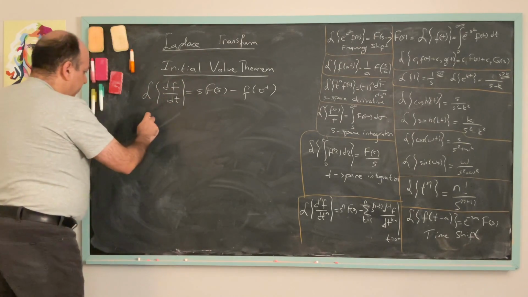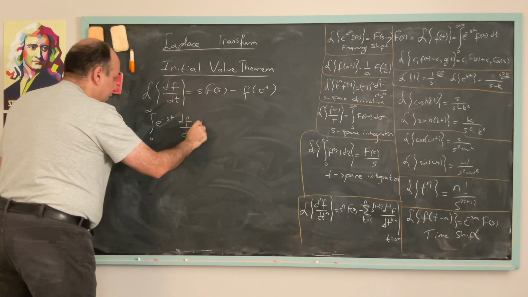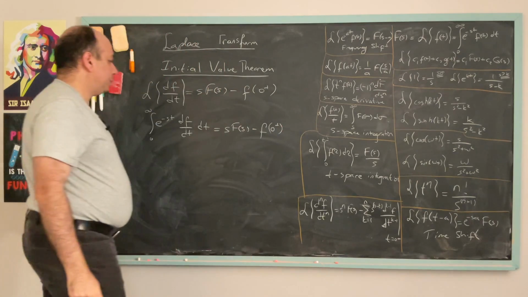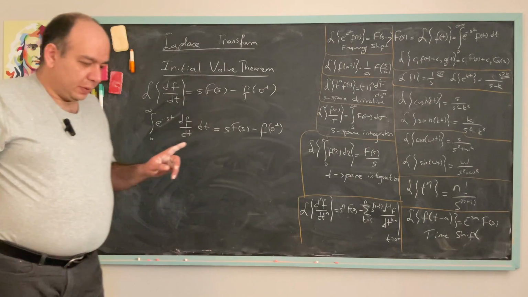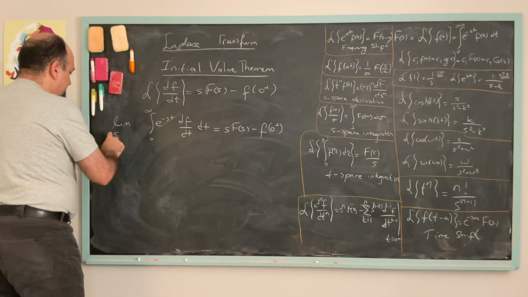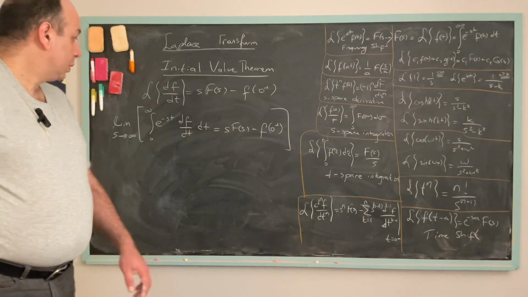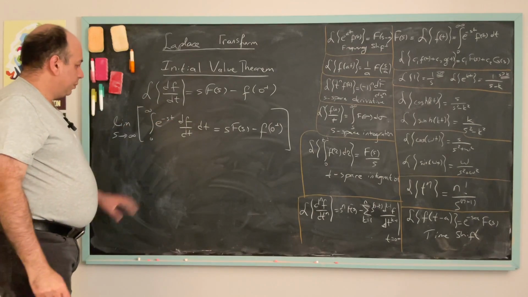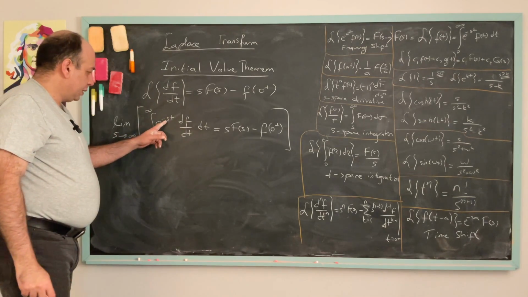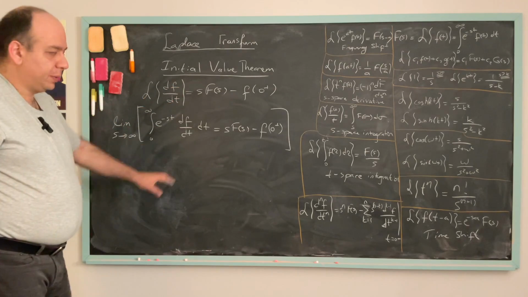So let's use the definition of the Laplace transform here. So this is nothing but the integral from 0 to infinity of e to the minus st df over dt dt, which is equal to s F(s) minus f(0+). Okay. So at this point, I'm going to take the limit when s goes to infinity, and see what happens. When s goes to infinity, this integral becomes 0 for any value of t, right? Because e to the minus st goes to 0, so the value of this integral approaches 0.